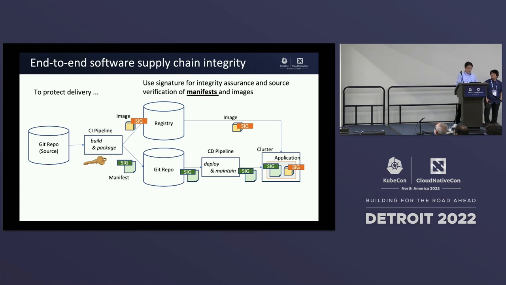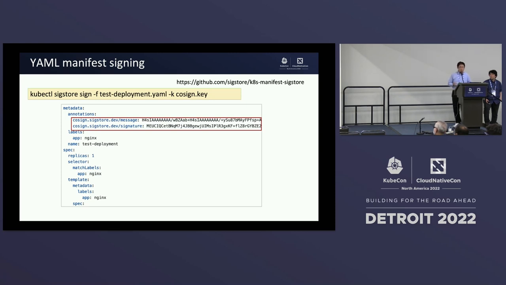Okay. So for that purpose, we actually contributed to the Sigstore project for manifest signing, and this is a CLI, a kubectl plugin. By using this command, for example, a signature annotation is attached to the original YAML manifest. In this case, there are two annotations. One is an encoded message, and the second one is an encoded signature. So the signature is included in the manifest. If you directly deploy this to the cluster, the signature is also attached on the deployed resource manifest.